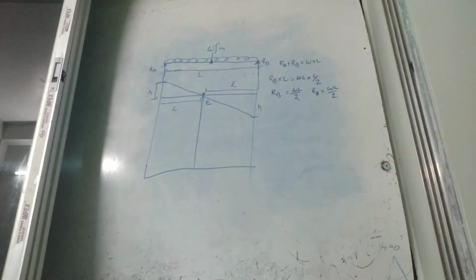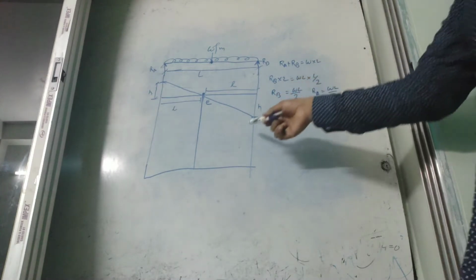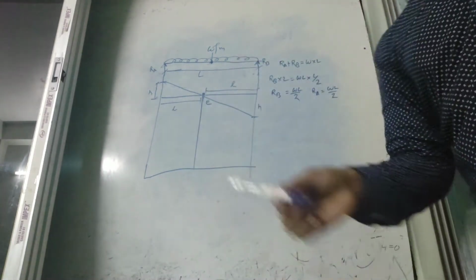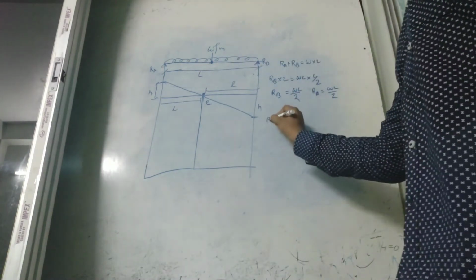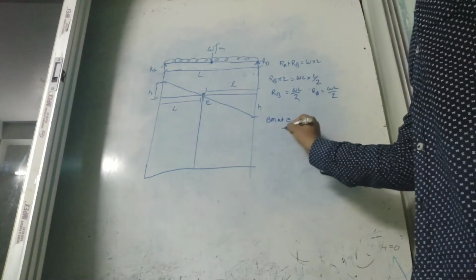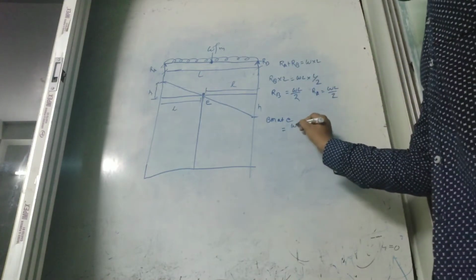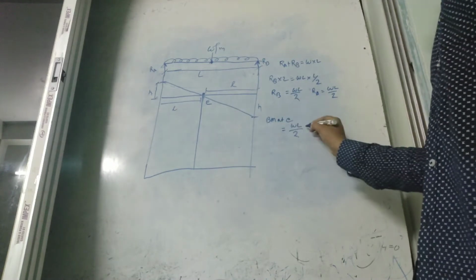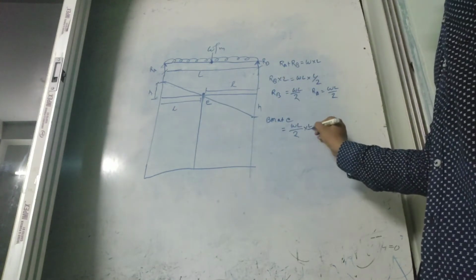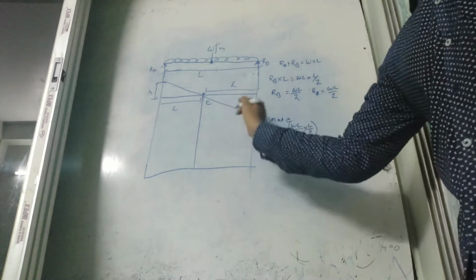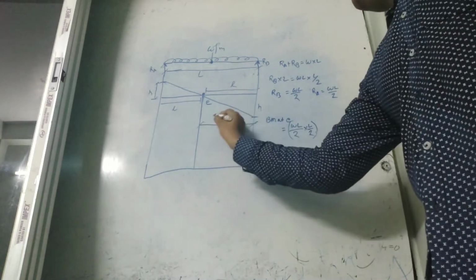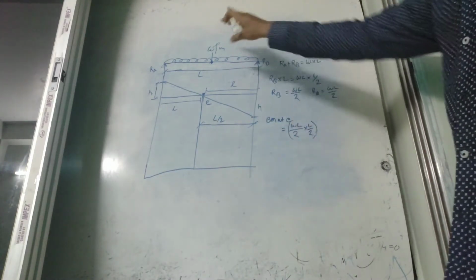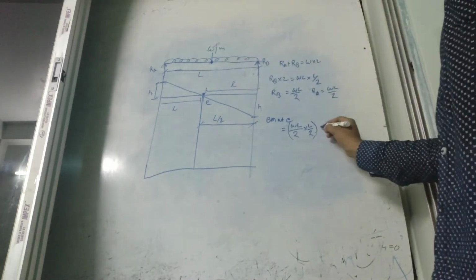Last class I told you that the bending moment at both ends of a simply supported beam is always 0. So BM at C is WL by 2, the force from this side, into the distance L by 2. This distance is L by 2. This is downward to upward, so positive, and the UDL acts upward to downward, so that is negative.